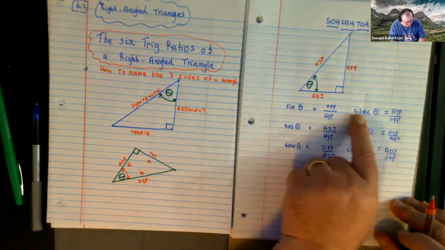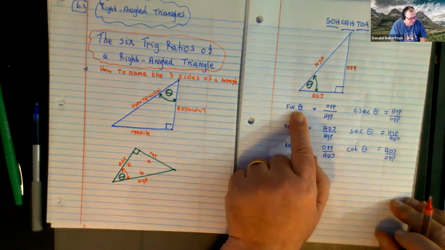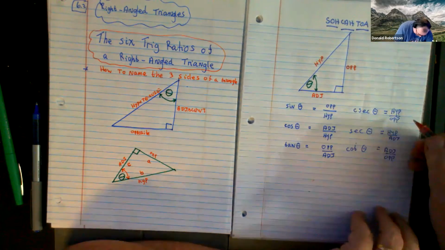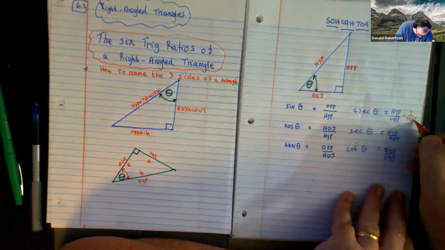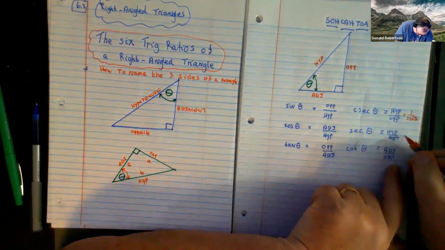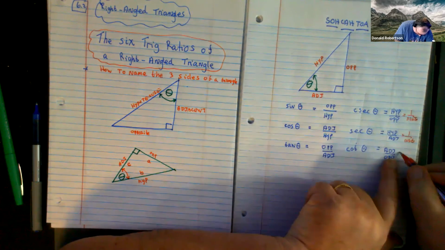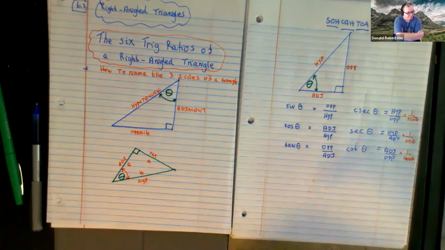So the sine has like a husband and wife deal, right? Or partners. Sine has a partner. His partner is cosecant. And isn't the cosecant the reciprocal, 1 over sine? And the secant is 1 over the cosine. And the cotangent is 1 over the tangent. And that is the 6 trig ratios.